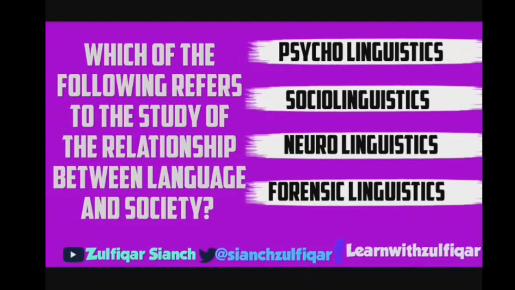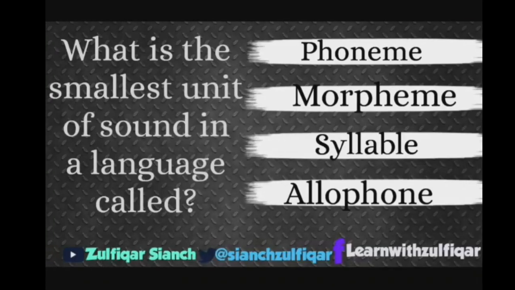Which of the following refers to the study of the relationship between language and society? लैंग्वेज एंड सोसाइटी में जो रिलेशनशिप है उसकी स्टडी को हम बोलते हैं सोशियो लिंग्विस्टिक्स. सो बी ऑप्शन इज़ द करेक्ट, सोशियो लिंग्विस्टिक्स. And this is our last slide.